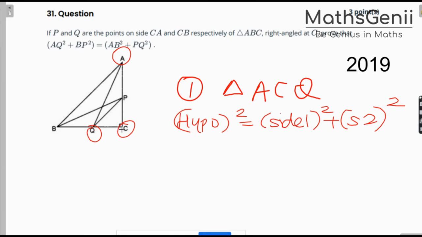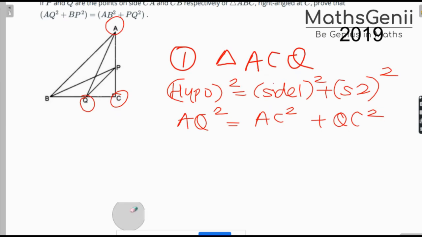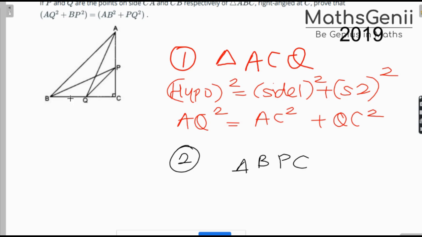What is the hypotenuse in this? Side opposite to 90 degree. So what is the opposite side? AQ. AQ square. And then remaining two sides, AC square plus QC square. This done. Now let me erase this. Now let's look at other triangle. Triangle number 2. Look at triangle BPC. Now what is the side opposite to 90 degree? BP. So BP square. Now what are the remaining two sides in BPC?